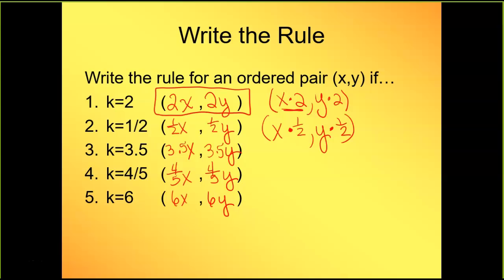Okay, now let's back it up. Number 1, is that going to be an enlargement or a reduction? How do you know? My scale factor is greater than 1. What's the scale factor in that rule? 2. Very good. What about number 2? Enlargement or reduction? Reduction. What about number 3? Enlargement. It's greater than 1. What about number 4? Reduction. 4/5 is less than 1. My scale factor is smaller than 1. Now, 5 is definitely enlargement. It is 6 times bigger. My scale factor is larger than 1.